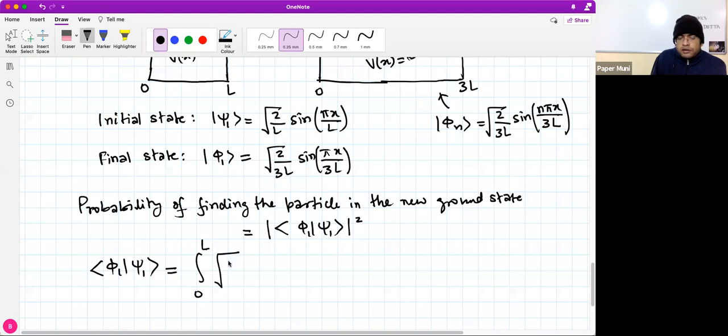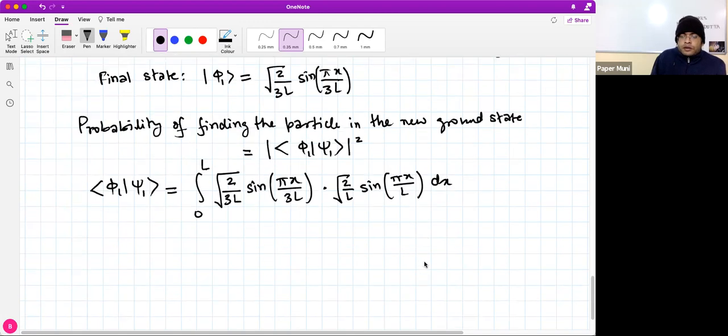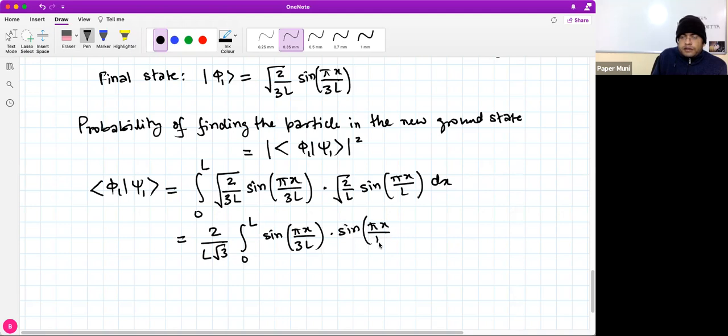Let's write this down. These are real wave functions, so there's no need to conjugate; even if you conjugate, you get the same thing. So we have the integral of sine pi x by 3L, with the constant factor root 2 by L, times sine pi x by L, dx. Let's take out the constants, and we have sine pi x by 3L times sine pi x by L.